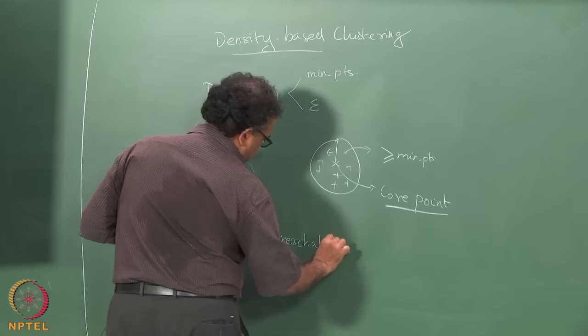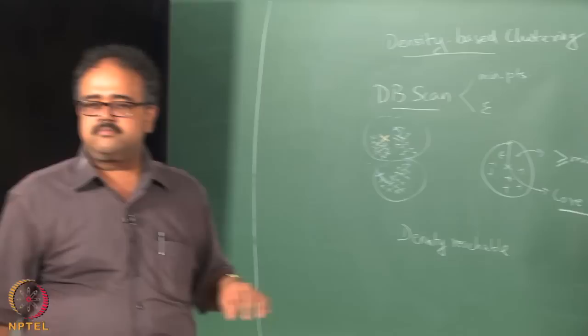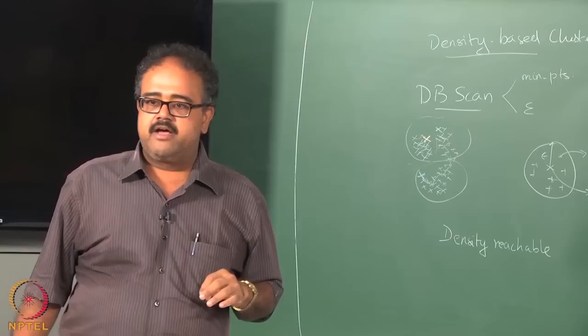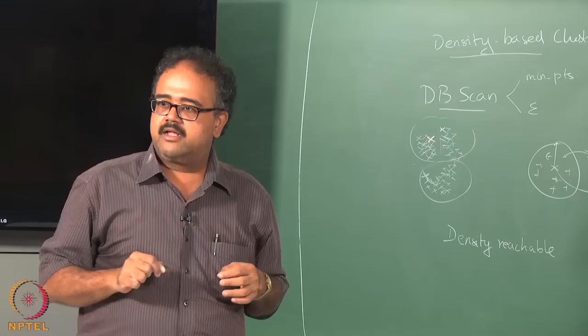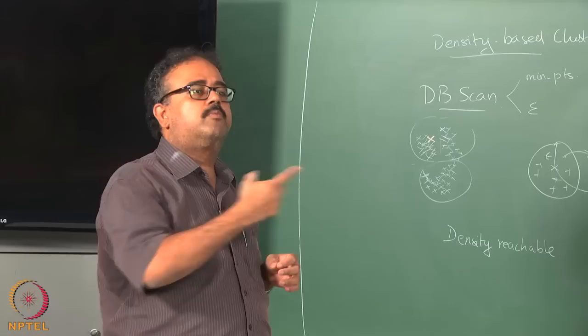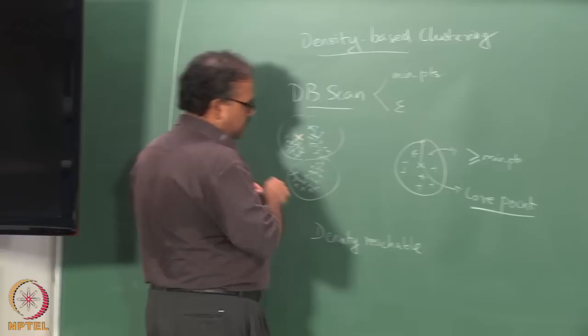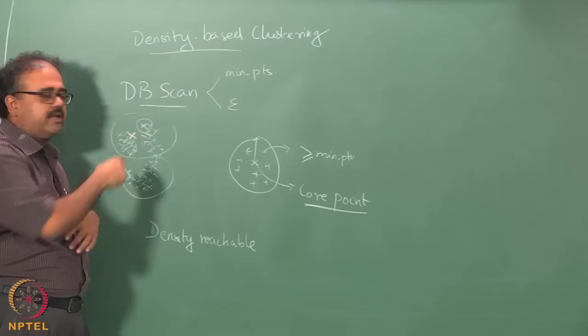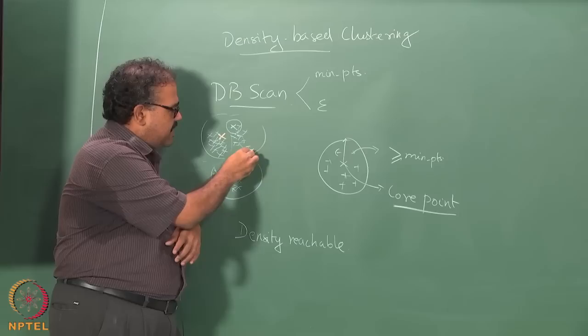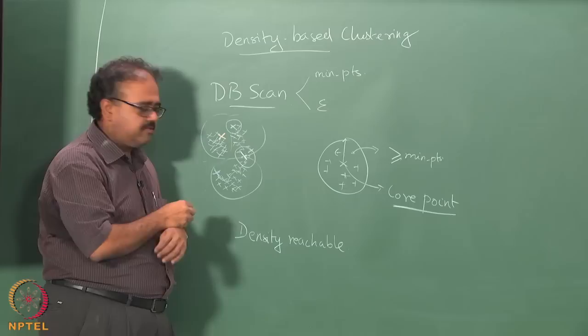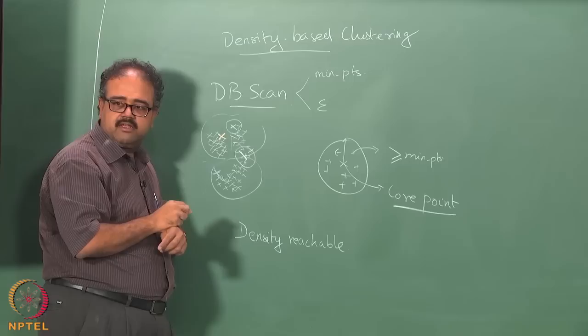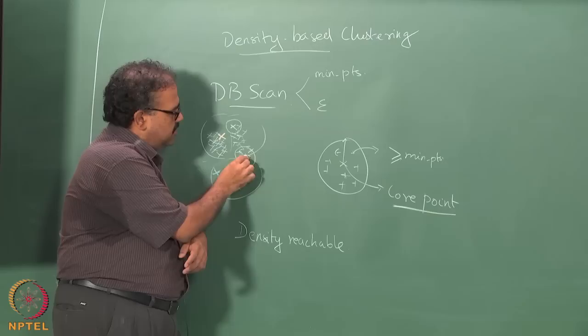We say that a point is density reachable if there is a core point from which you can reach this point by traversing only through core points. So this might not be a core point because it is at the border. I draw a radius around it, I get only one point here. But if I start here, let's say this is a core point for sure, because there are a lot of points around it. I can move to points within epsilon of itself, which are in turn core points, and finally reach this.